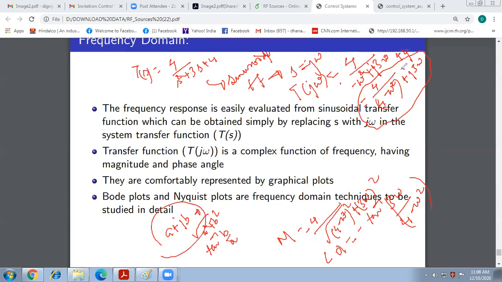Here the complex quantity is in the denominator. So in the phase angle contribution, it will be minus. So I have obtained M and angle phi. And now I can plot, or I can obtain values of M and phi for the range of omega from 0 to infinity. Are you getting this, guys? Any question here? No, sir. It's simple, right?